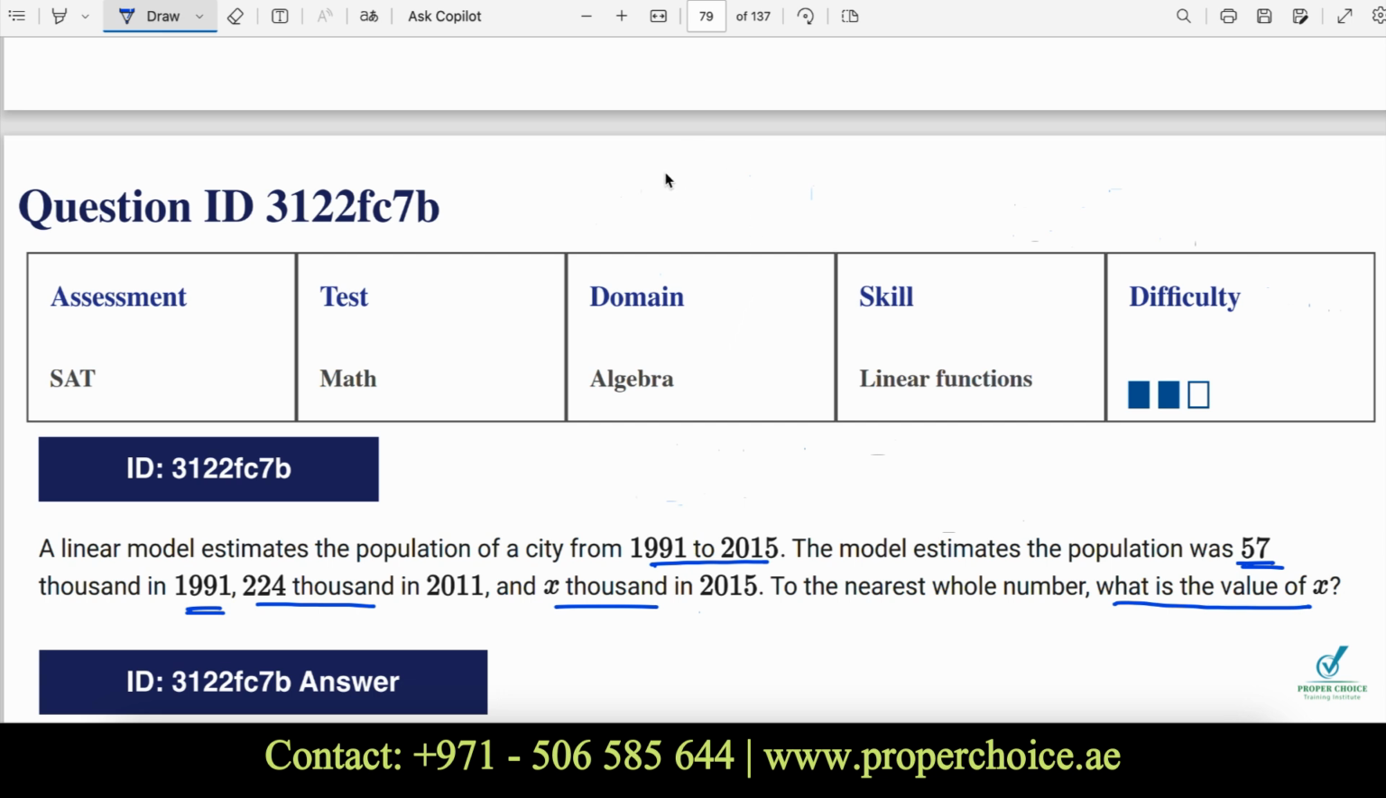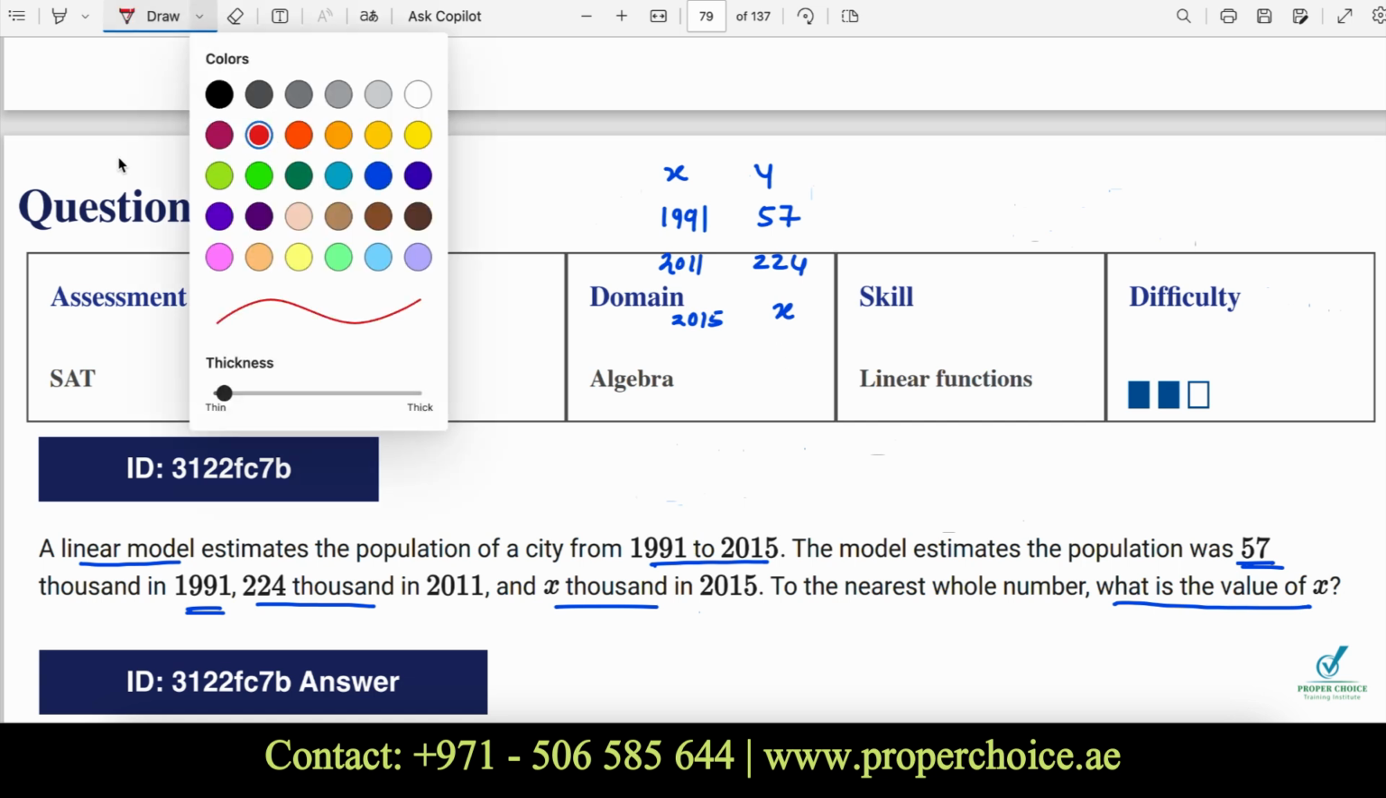So if you consider x as the year and y as the population, in 1991 population was 57,000. In 2011 population was 224. Now in 2015 they are asking us population is x. As they clearly told us, it's a linear model. You have to find out the rate, which is slope, and y-intercept, and based on that you can predict what would be the value of x.